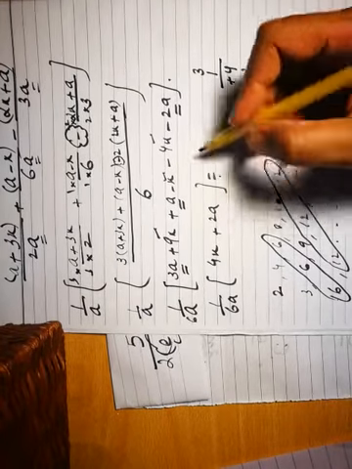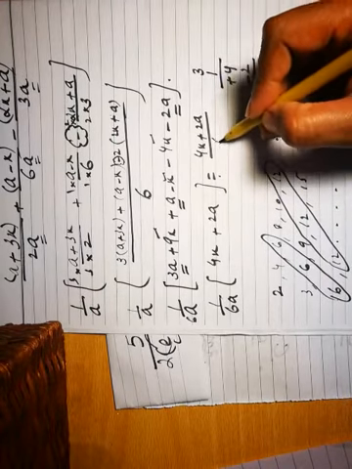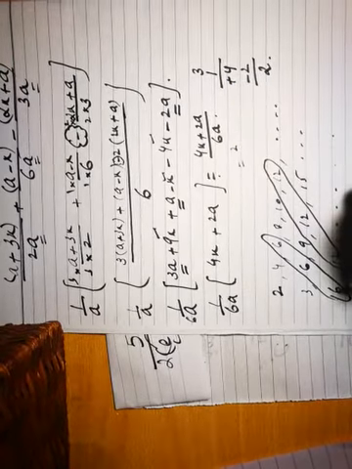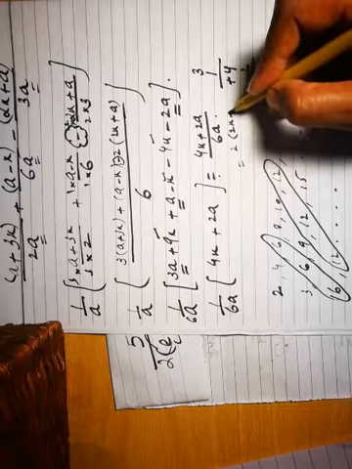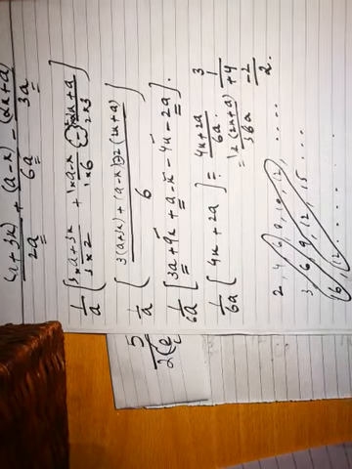So the final answer can be written as 4x plus 2a over 6a, and in the end you can take 2 common. If you're taking 2 common, what will happen? You will be having 2x plus a over 6a. So 2 1s are and 2 3s are will be cancelled out.